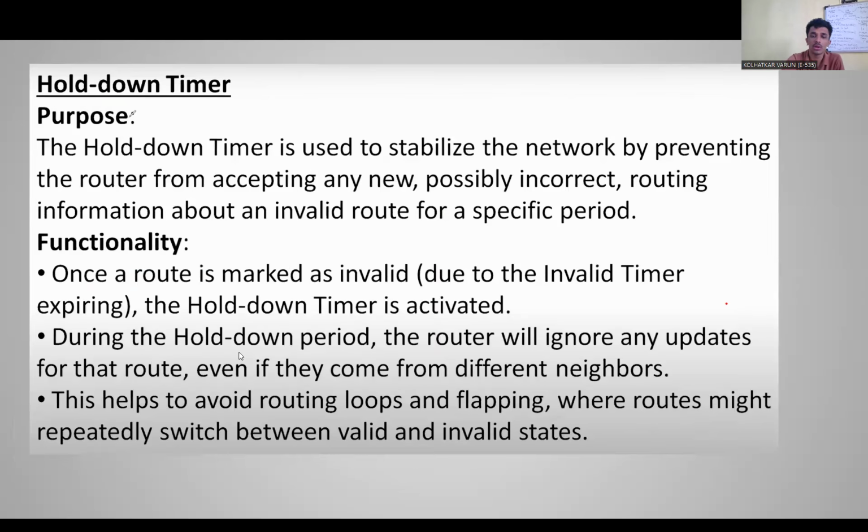During the hold down period, the router will ignore any updates, even if they come from different neighbors. This helps to avoid routing loops and flapping, where a router repeatedly switches between valid and invalid states, or race conditions.